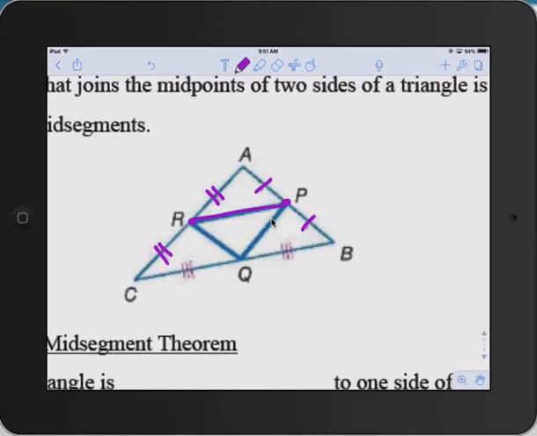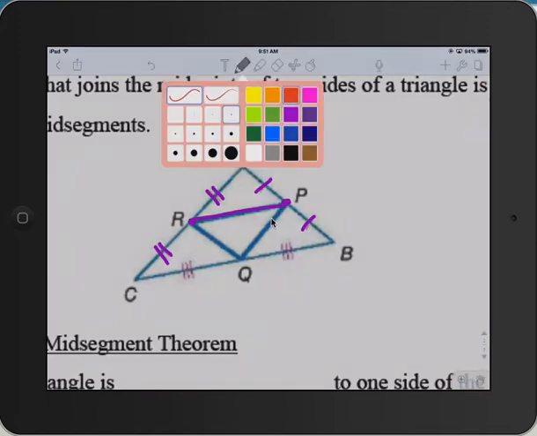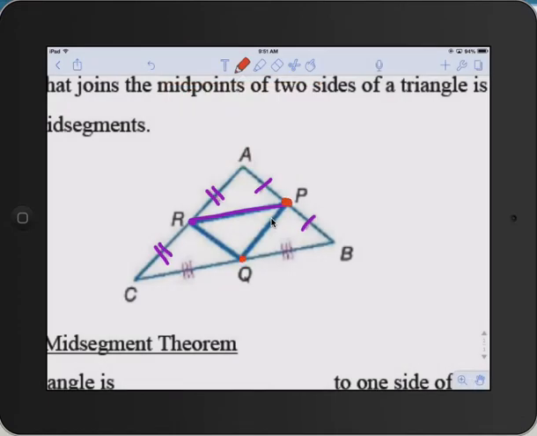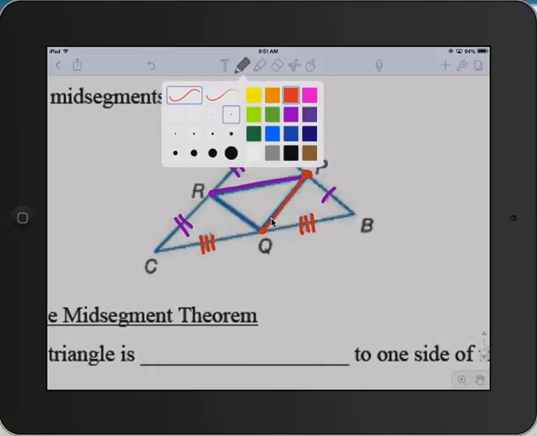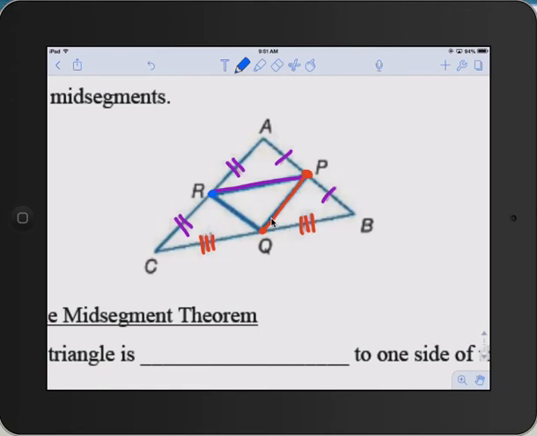And then you can see that P is a midpoint, and so is Q. It's got 3 marks there. So this one's a mid-segment. And then you can also see that because R and Q are midpoints, this one's a mid-segment.